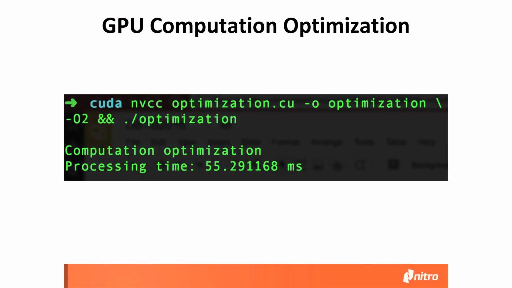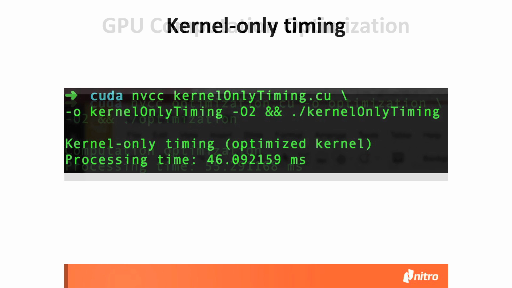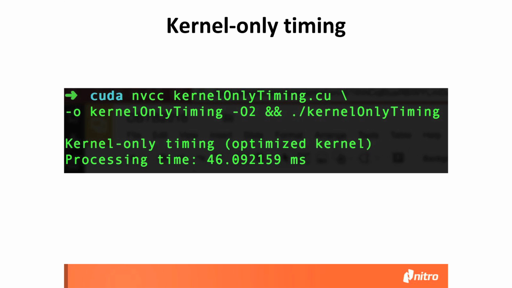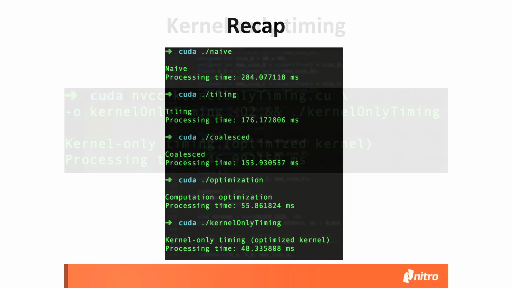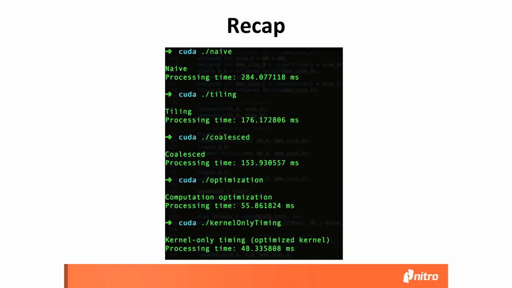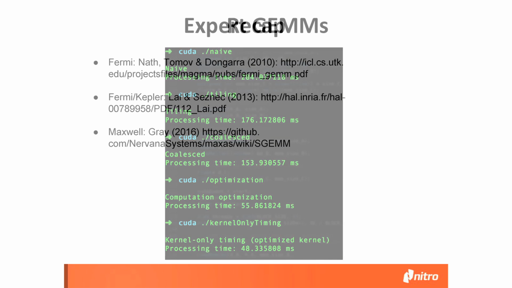OK, so we're at 55 milliseconds. We're at the CPU speed, at least, at a reasonably optimized CPU kernel. If we just do kernel-only timing, so if you discount the whole shipping over PCI Express, it's 46 milliseconds. And so we went from 280 to 48. That's already a big improvement.